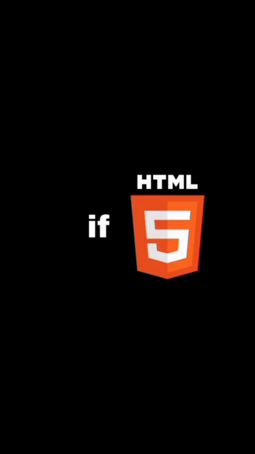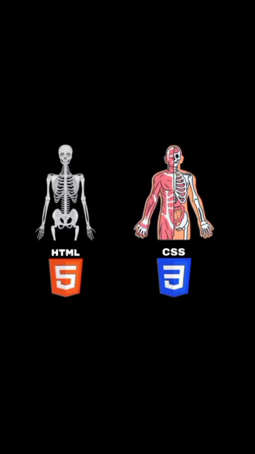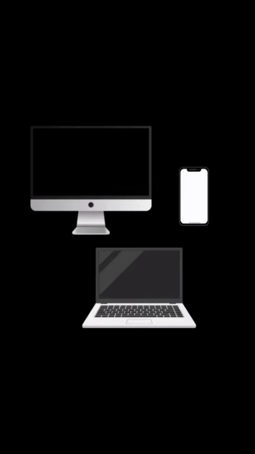Next, we have CSS, or Cascading Style Sheets. If HTML is the bones, CSS is the muscles. It's responsible for making your website look attractive and engaging. CSS controls the design aspects like colors, fonts, spacing, and even the layout of elements on different screen sizes.